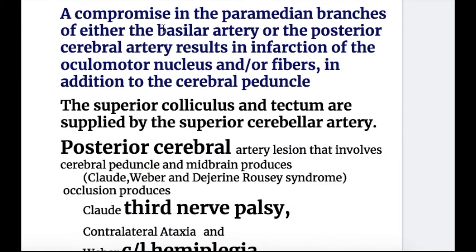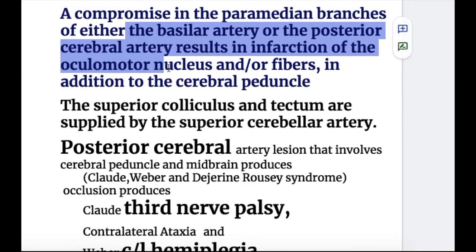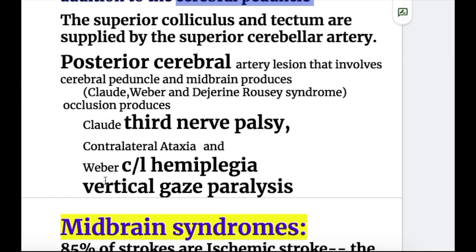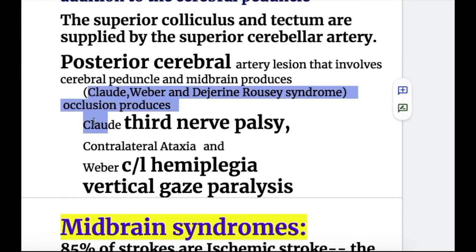A compromise in the paramedian branches of either the basilar or posterior cerebral artery results in infarction of the oculomotor nucleus and/or its fibers, in addition to the cerebral peduncles. The superior colliculus and tectum are supplied by the superior cerebellar artery. The damage to the posterior cerebral artery that supplies the midbrain may cause Claude and Weber syndrome. We'll discuss them when we discuss the midbrain syndromes.